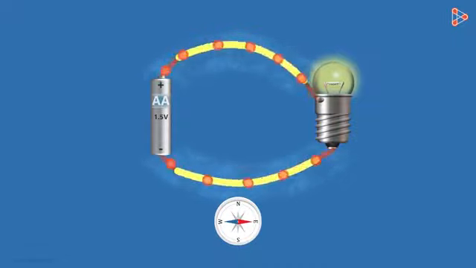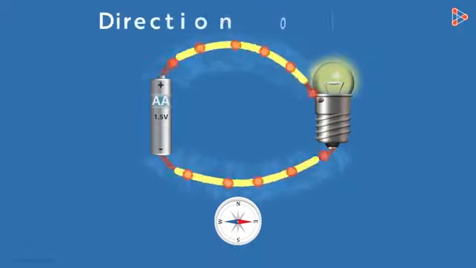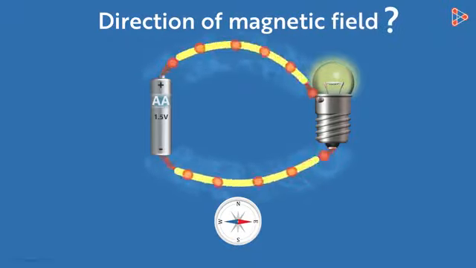But how exactly will the compass needle align itself if moved in the surrounding? Or in other words, what is the direction of the magnetic field produced by electric current in the wire? Keep watching our videos to know the answer.